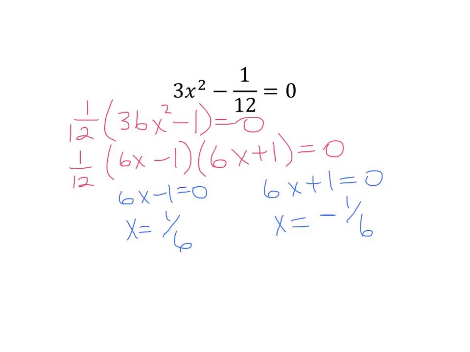So you've got your 6x minus 1 for the first factor, 6x plus 1 for your other factor with your 1/12 out here. Now this is all equal to 0. So we take our first bracket and we set it equal to 0, solve for x, and we end up getting 1 over 6. We take our second bracket here, which is 6x plus 1, set it equal to 0, and we get our answer of x equals -1 over 6, thereby giving you your solutions.